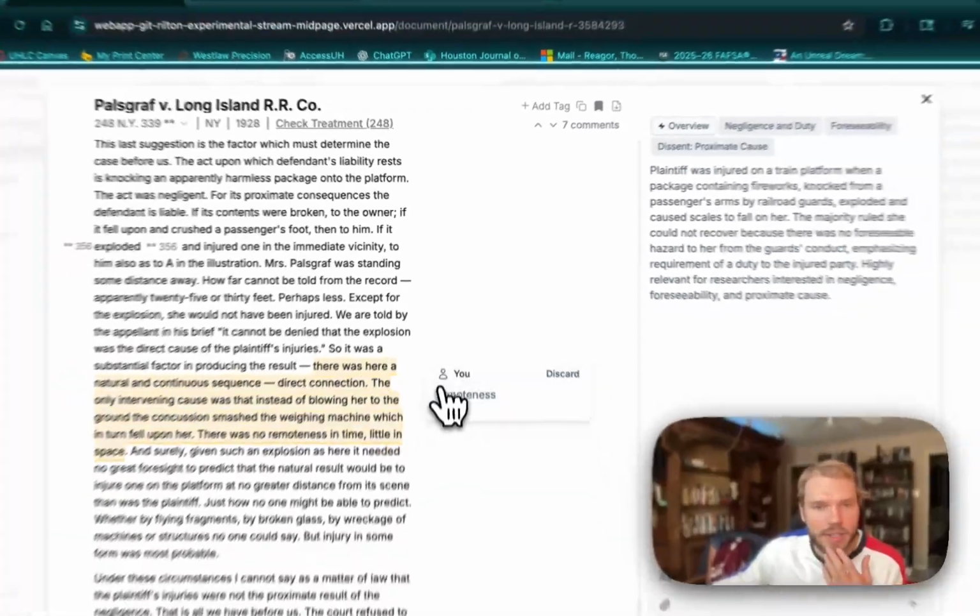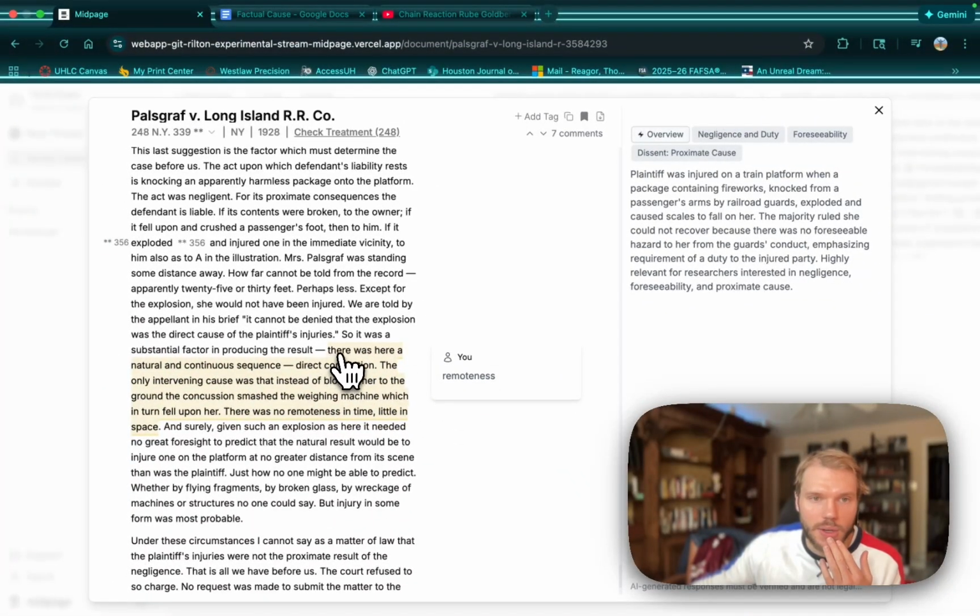I also have here the remoteness discussion. So there was here a natural and continuous sequence of events, direct connection. The only intervening cause was that instead of blowing her to the ground, the concussion smashed the weighing machine, which in turn fell upon her. There was no remoteness in time and little in space. So identifying what may be considered an intervening cause, but really this is quite direct.